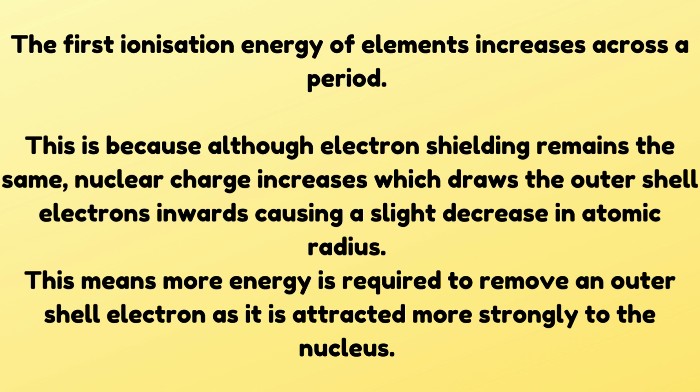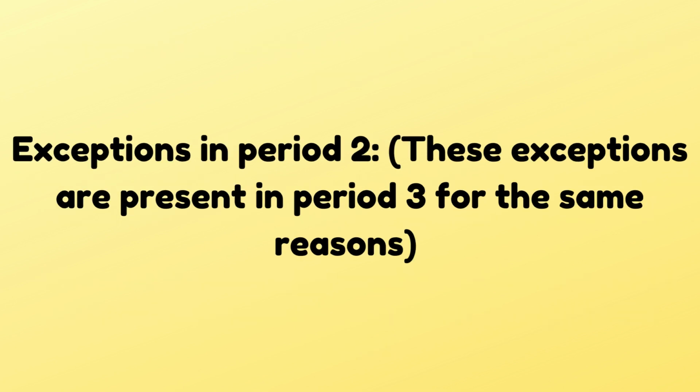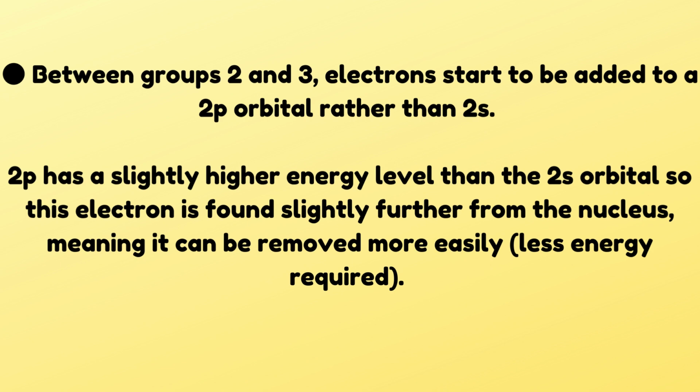Exceptions are there in period 2. These exceptions are present in period 3 for the same reasons. So let's see. Between groups 2 and 3, electrons start to be added to a 2p orbital rather than 2s. And as you know, 2p has a slightly higher energy level than 2s. So this electron is found slightly further from the nucleus, meaning it can be removed more easily.